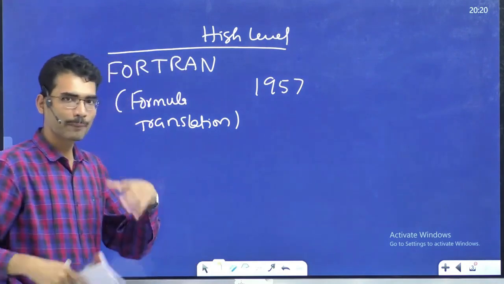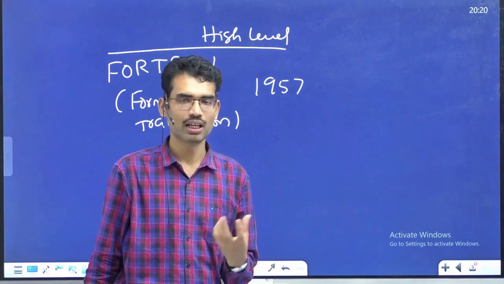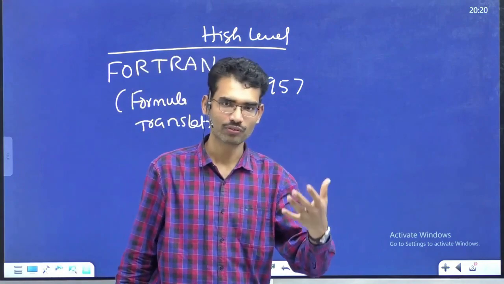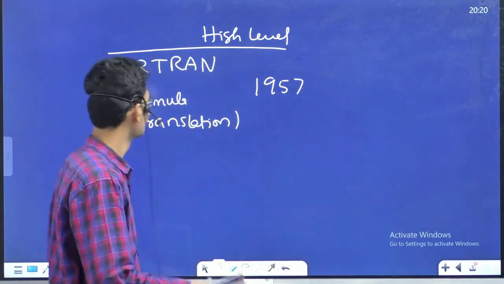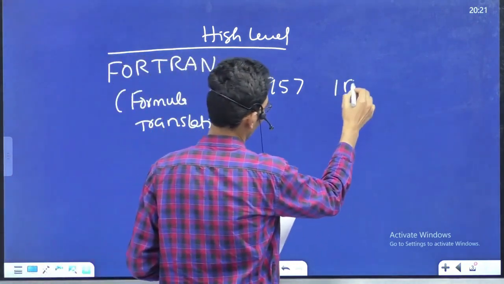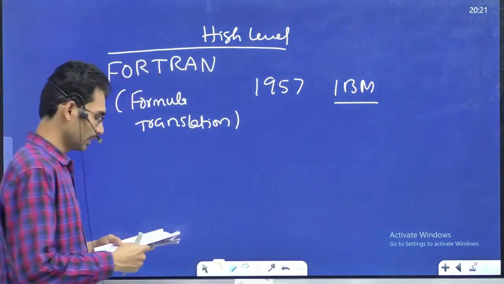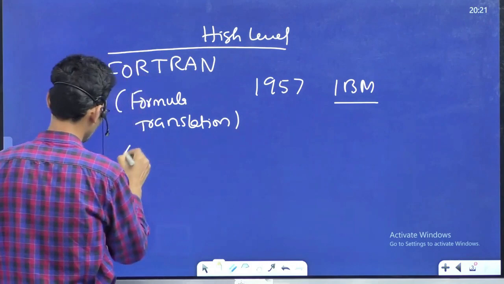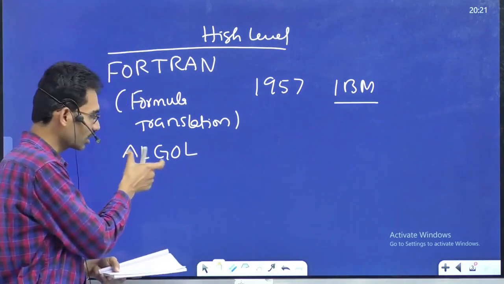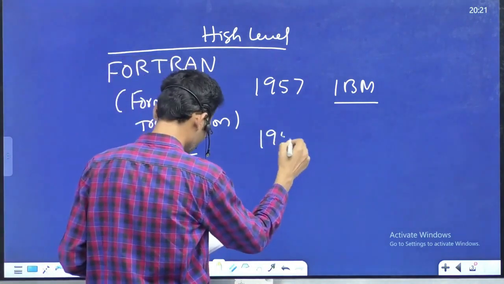Gradually human beings developed a kind of language which humans can also easily understand, and some mechanism was also developed so that this human readable format can be converted into machine code. Formula translation, 1957, was developed by a team at IBM. This is how the evolution went. Now ALGOL; the name itself says algorithmic language. This was developed in 1958.